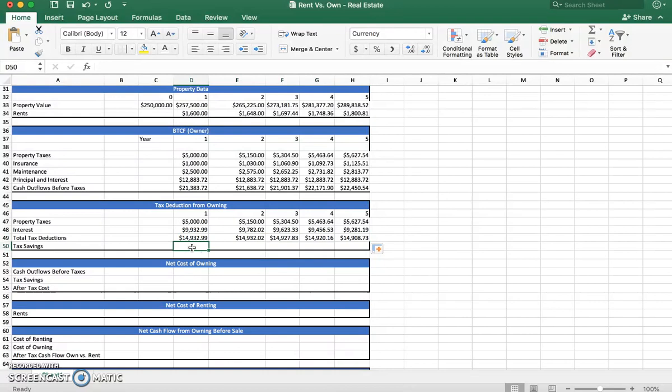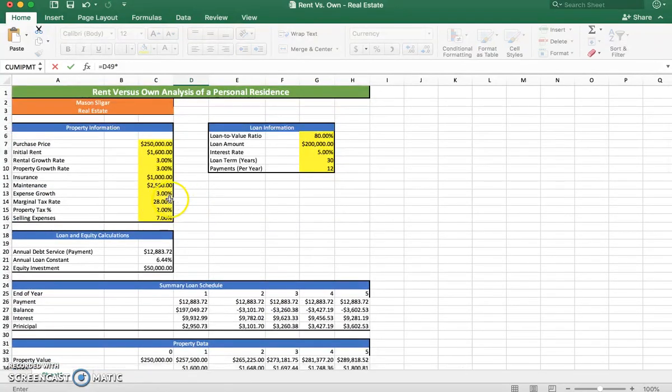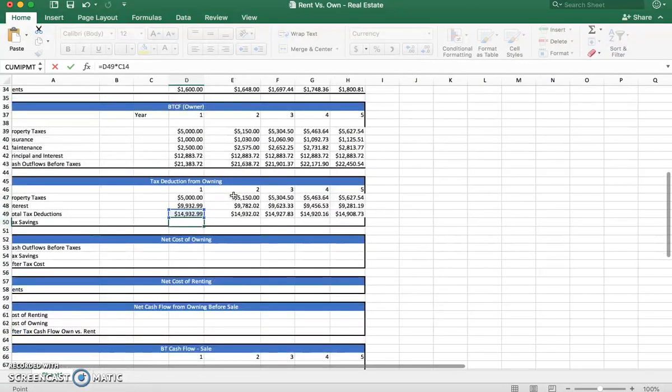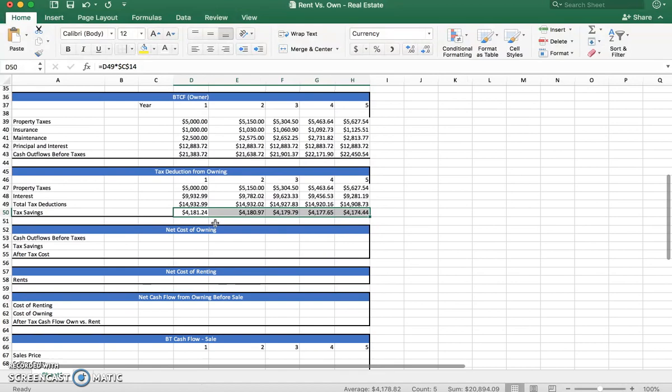And then last in this table is the total, or excuse me, the tax savings. So this is going to be equal to the total tax deductions times our marginal tax rate that was given to us at the top. All right, so let's go ahead and put that in. Total tax deductions times our marginal tax rate is 28%. All right, so let's do that. We're going to go in and make sure we lock down that percent so it doesn't move every time. All right, pull that across. We'll get a different number every time. That's perfect.